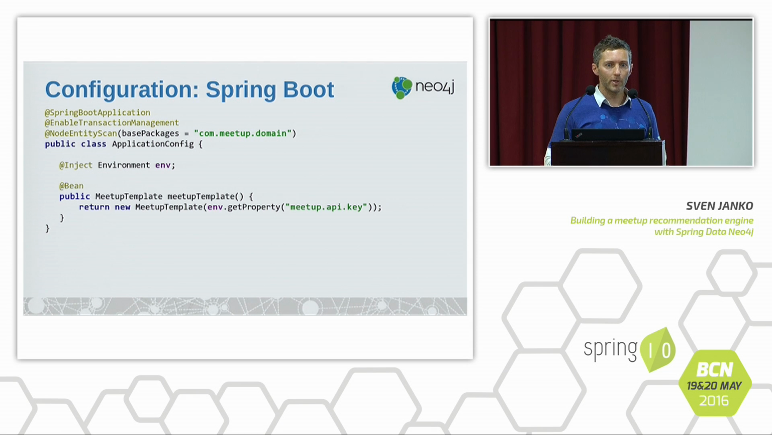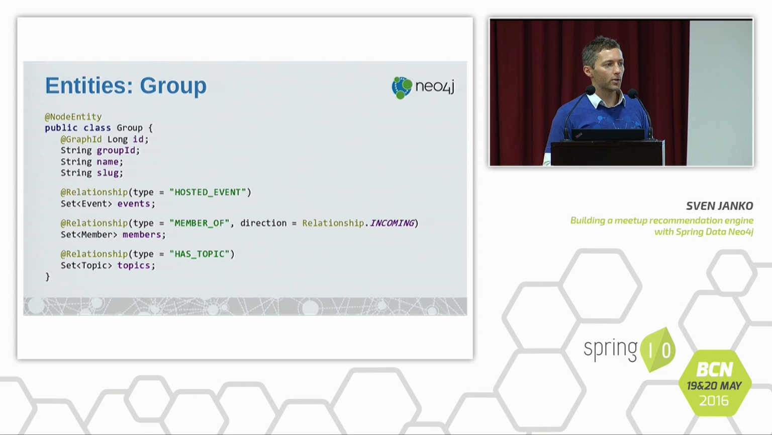So now let's talk about the entities. We had a group node or a group entity, and this simply maps to a class in Java, which is called group, and which is annotated by the node entity annotation. And then, as I have said, each node has an internal database ID.